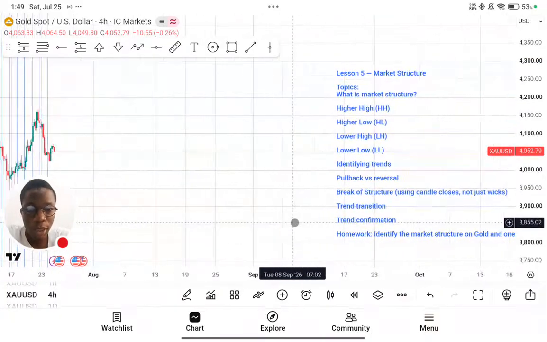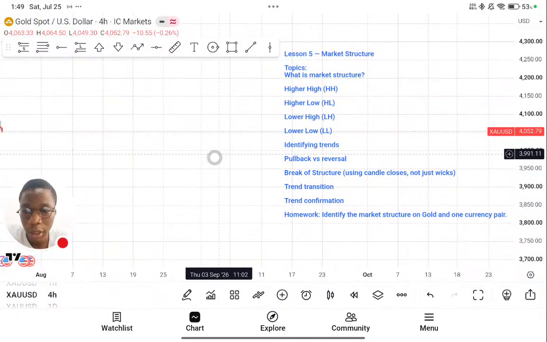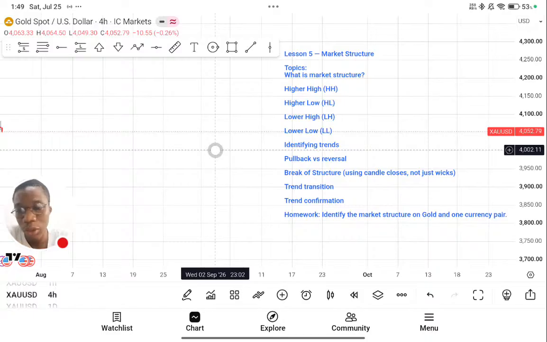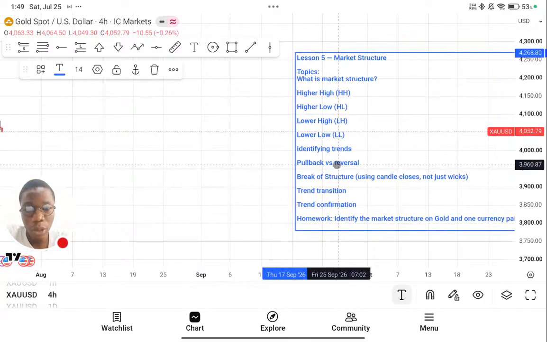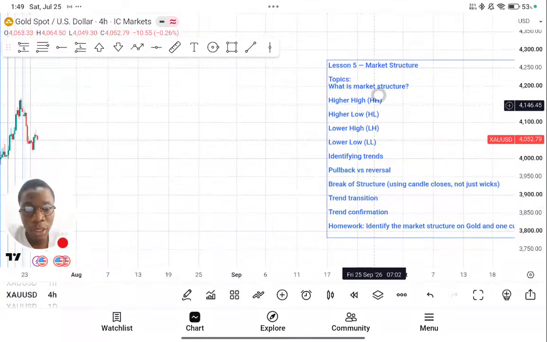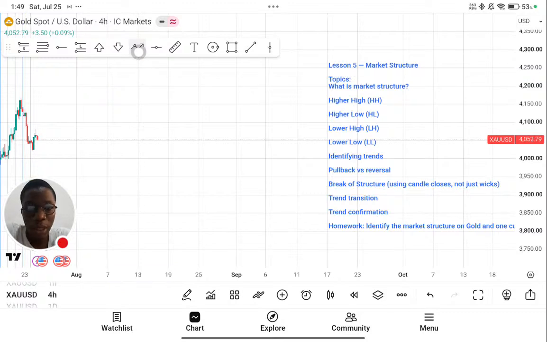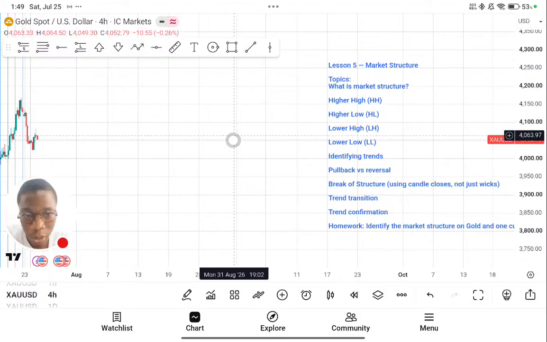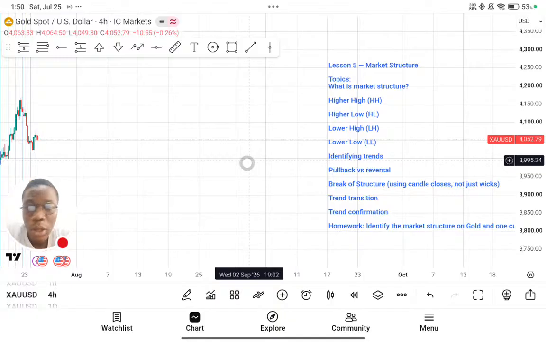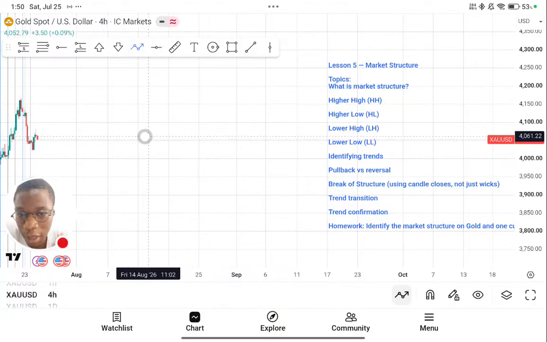So what is market structure? Market structure is what helps us identify whether the market is in an uptrend or a downtrend. It helps us identify who is in charge in a particular session, and it's what answers those questions to help us choose either to go with the buyers or go with the sellers. For market condition, we have three types.